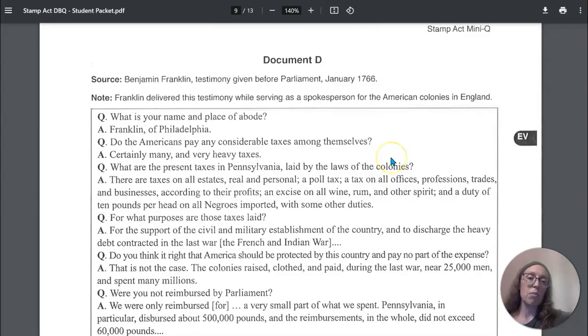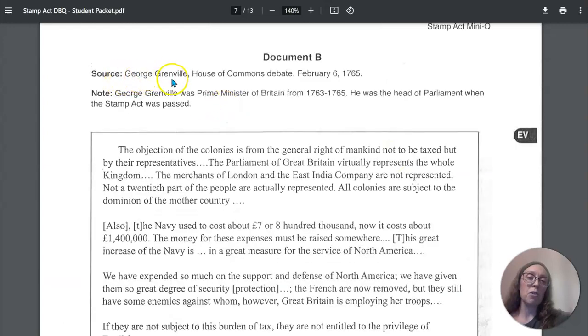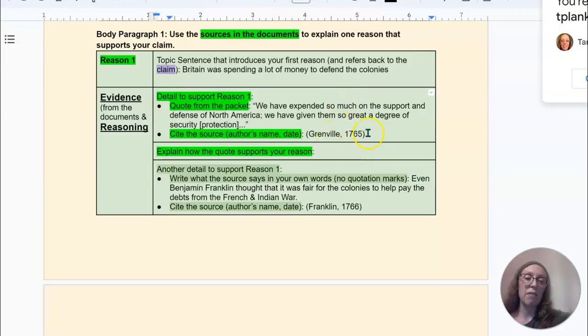That one came from document B. So at the top of document B, it says this is George Grenville. I'm going to use Grenville, his last name, and the year, 1765. So Grenville, 1765, surrounded by parentheses. And notice the comma in the middle, comma after the last name before the year.